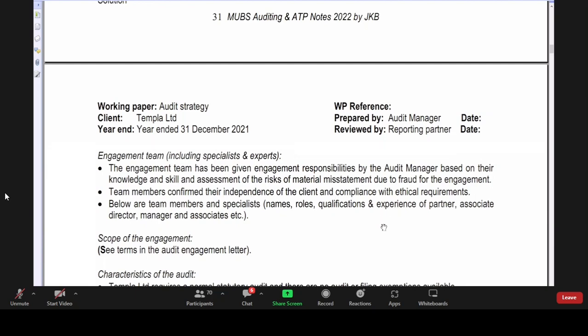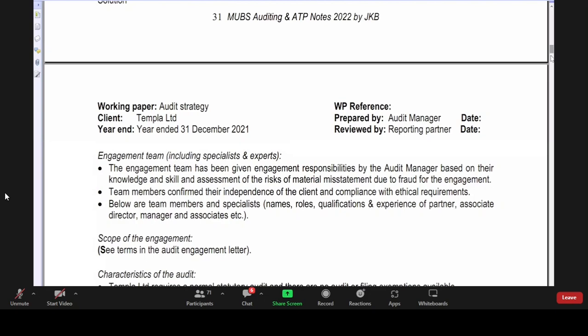Then the scope of the engagement is per the engagement letter. I know you studied about an engagement letter. That's a contract between an audit firm and an audit client. It spells out what the scope of the audit is. You're going to audit financial statements for this period.